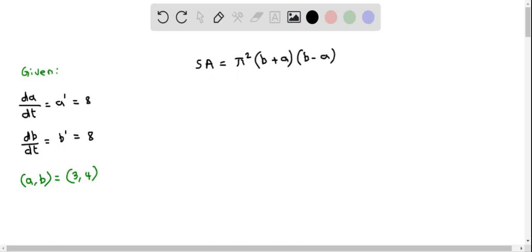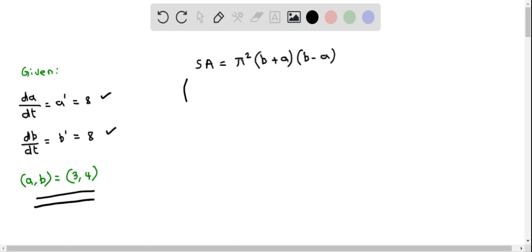And we're also given the rate of change of the radius, that is for the inner radius as well as for the outer radius. And we have to determine the rate of change of surface area when A comma B is 3 comma 4. So let's see how to determine this rate of change of surface area.